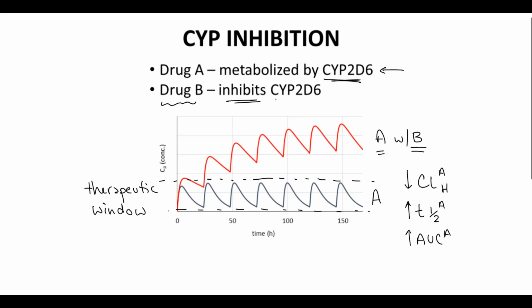So therefore, the exposure of drug A increases, and CP for drug A now exceeds the therapeutic window. We're going to see increased adverse drug reactions of A if the patient is taking both A and B together. So this is a real safety problem.